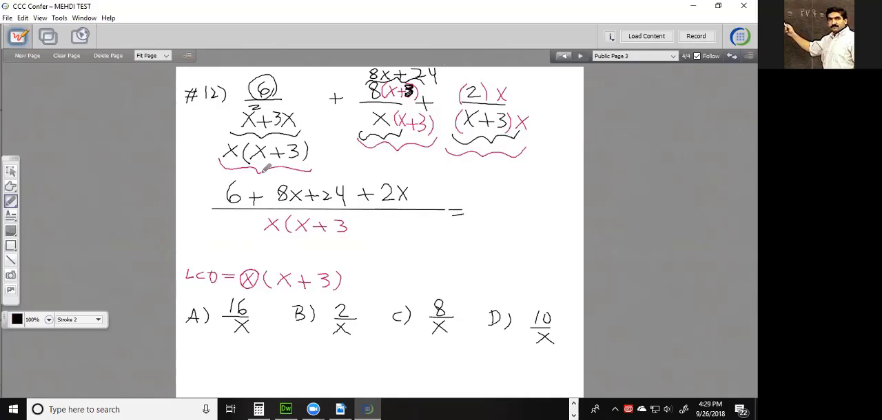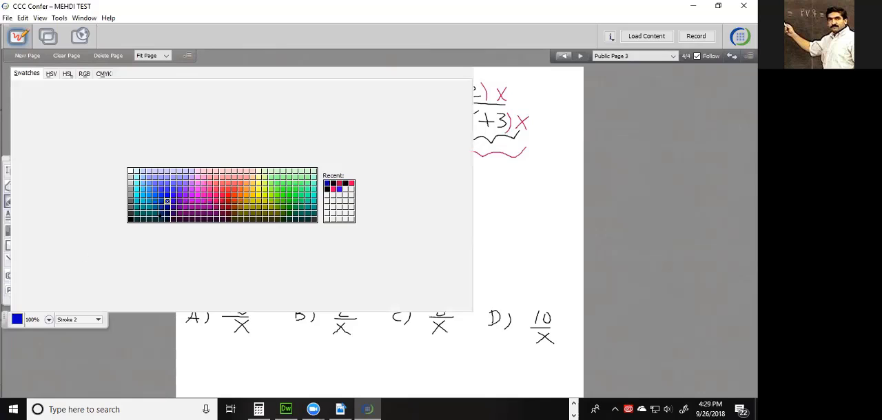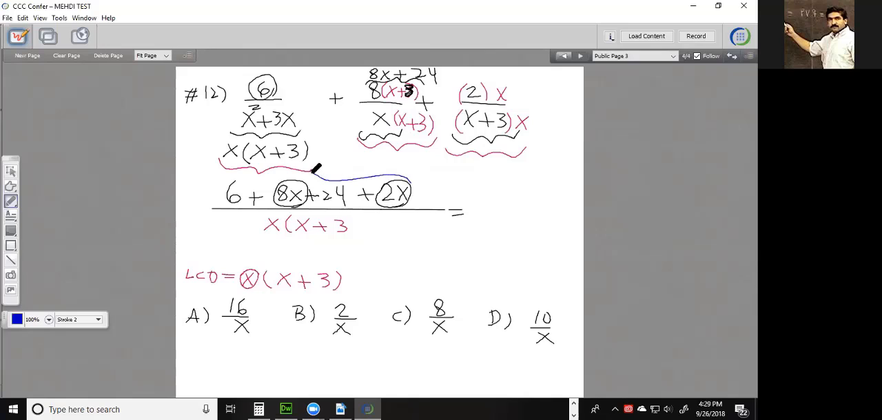All right, looks like I can combine like terms. 8x plus 2x, they give me 10x at the top of the fraction. And we're going to continue with adding 6 and 24. Is that 30? All right. Looks like at the top of the fraction, I have 10x plus 30.